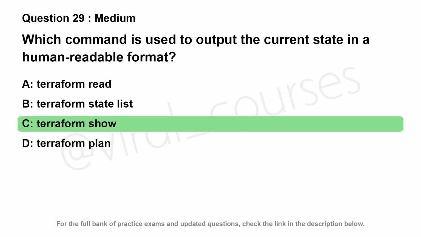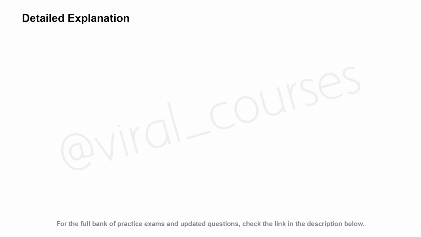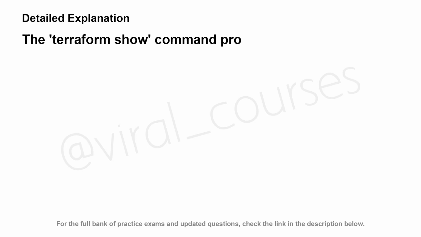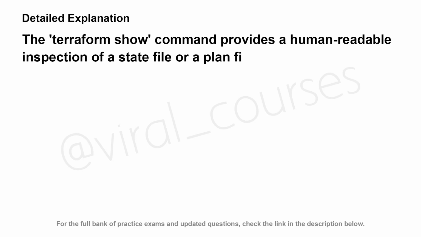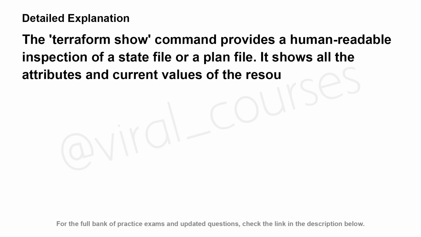The correct answer is C. The terraform show command provides a human-readable inspection of a state file or a plan file. It shows all the attributes and current values of the resources currently managed by Terraform.